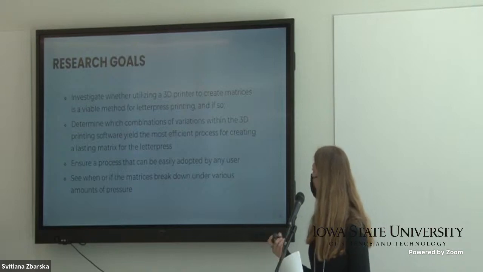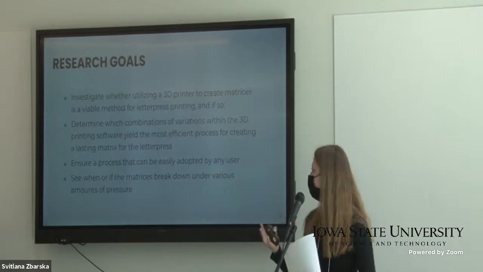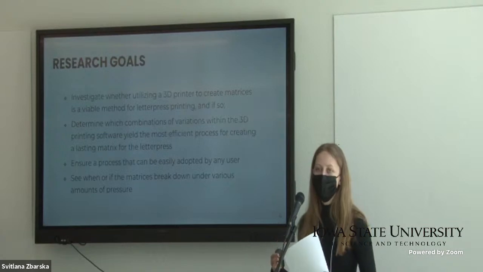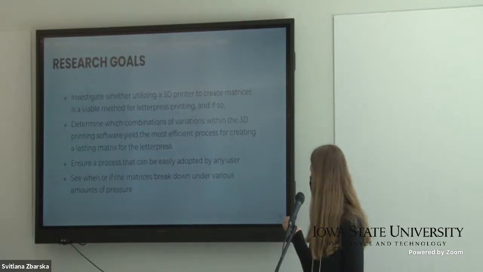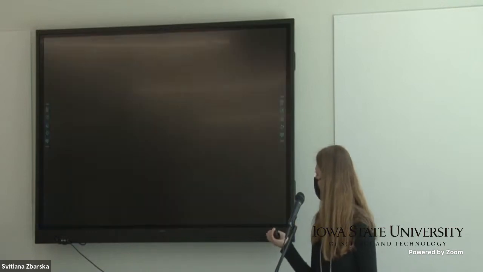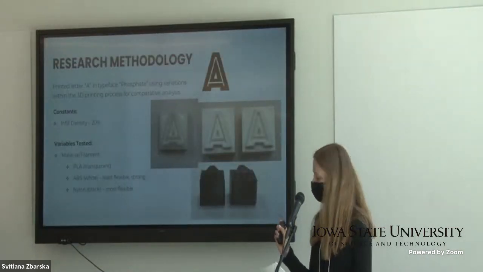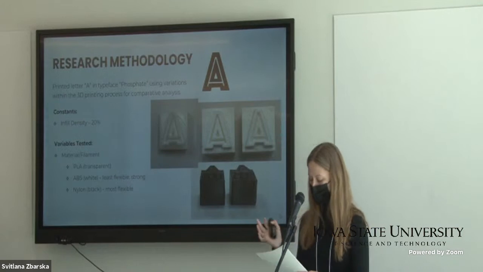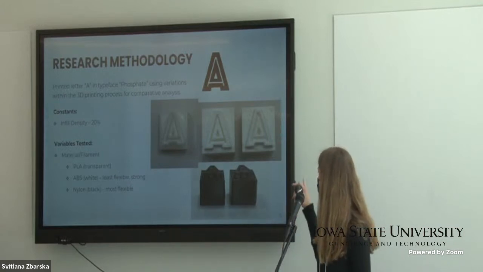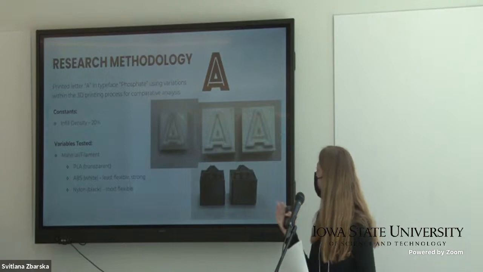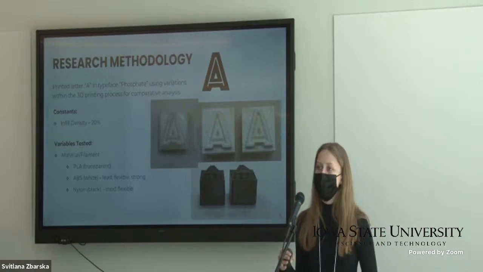And then lastly, we wanted to put these matrices under various amounts of pressure to see if or when they break down. So in order to accomplish these goals, we printed a 1 inch by 1 inch capital letter A in the typeface Phosphate, as seen up there, using different variations within the 3D printing process.